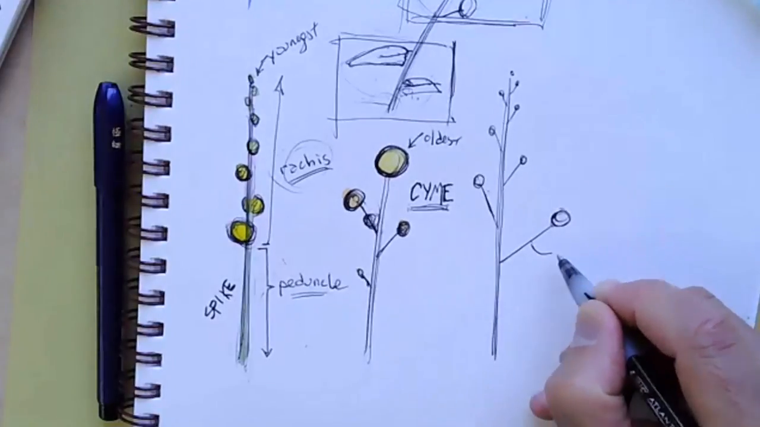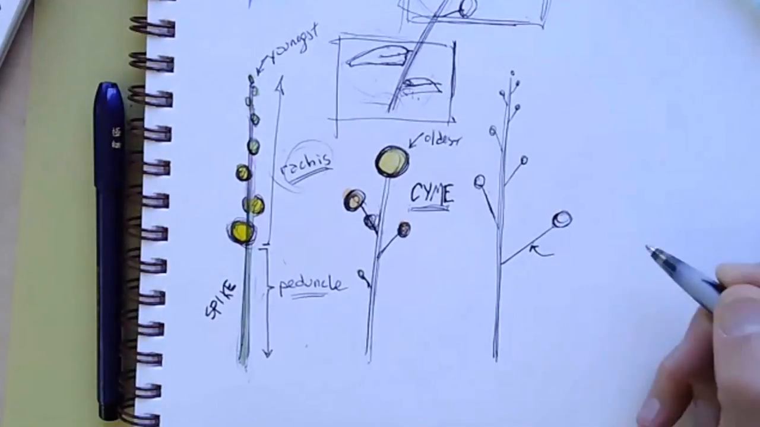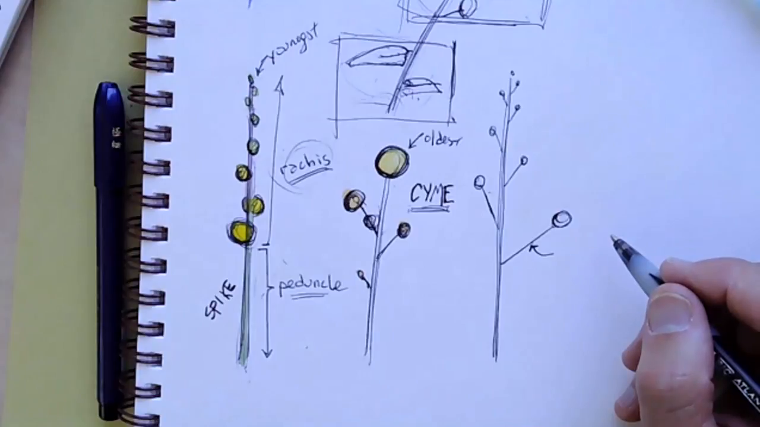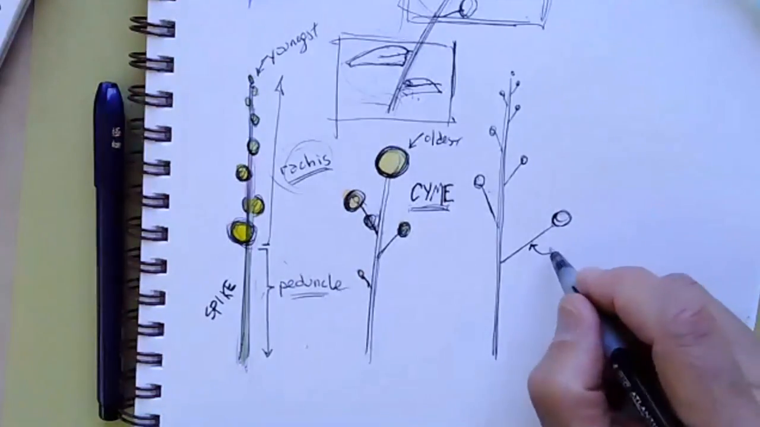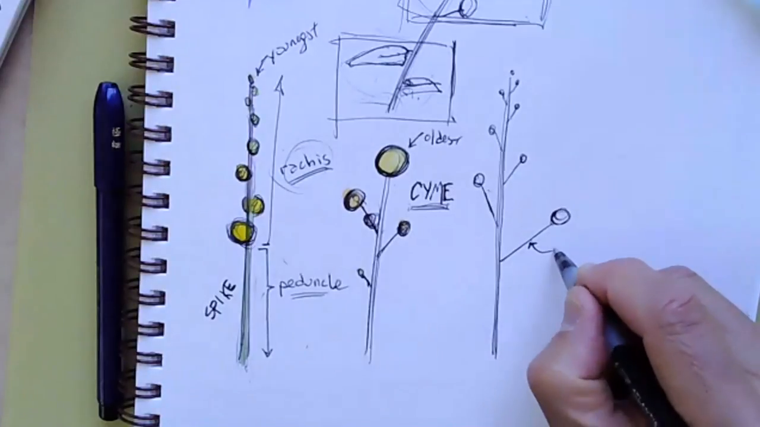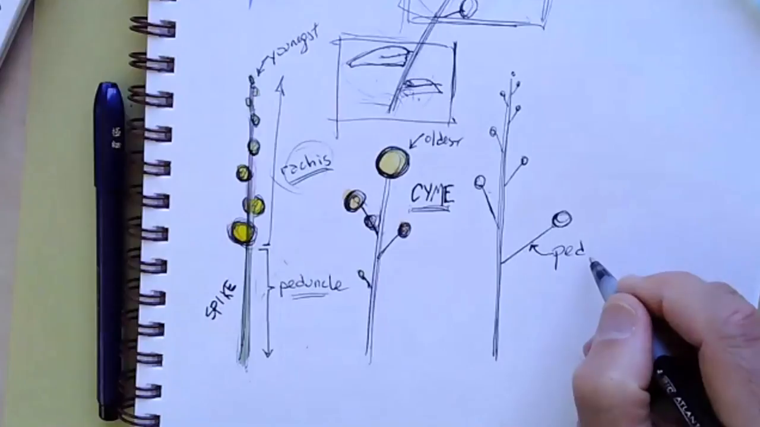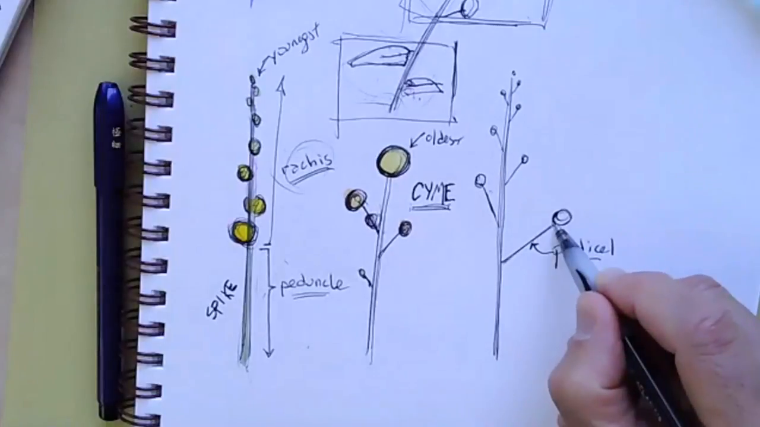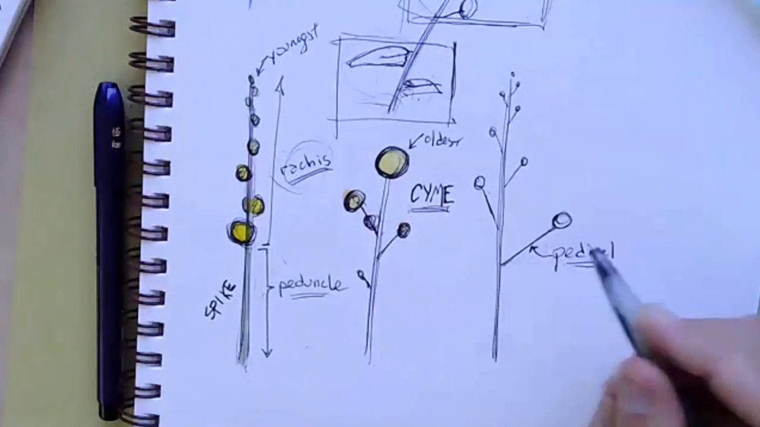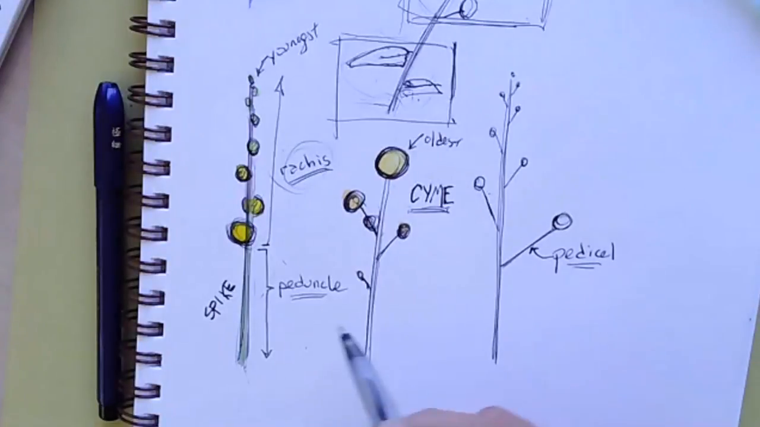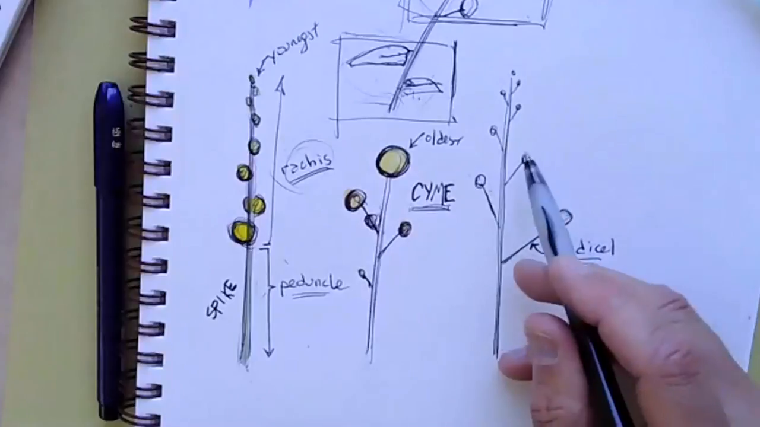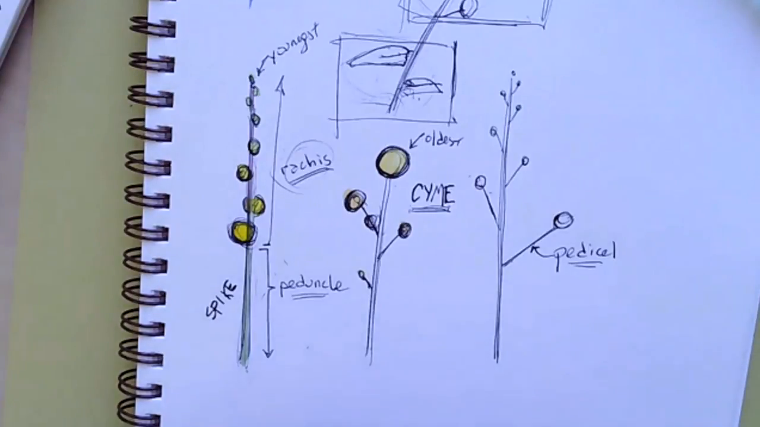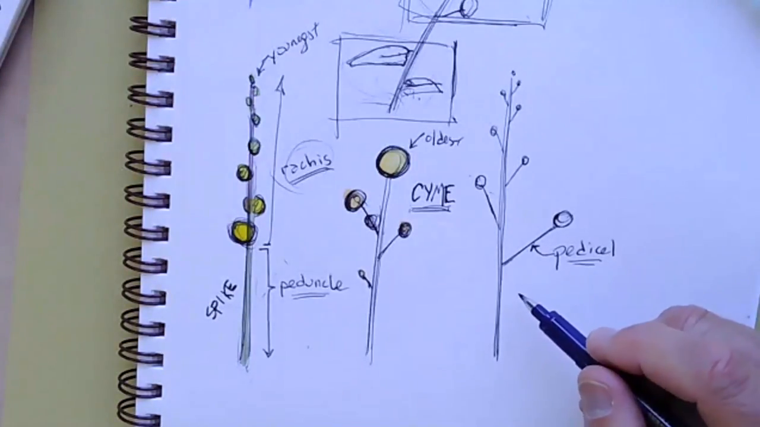So if there's a little stem below the flower here, that is called a pedicel, P-E-D-I-C-E-L. A pedicel is a little stem thing that attaches to the bottom of the flower. So if I take the spike and put all my flowers out on little pedicels, I have changed this to a new type. And this is what the botanists call a raceme.